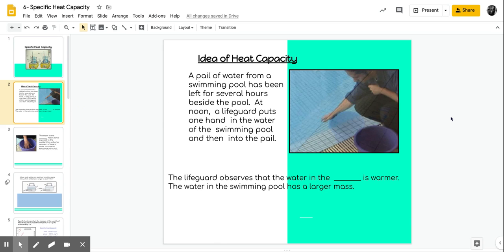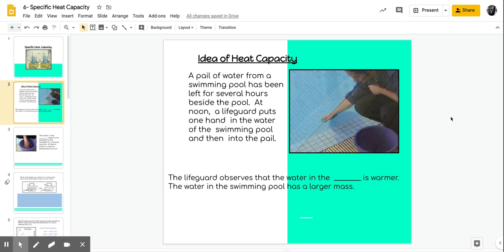Well, if we think practically and think about something that you guys are very familiar with, if you were to put a pail of water out and let it sit outside for a really long time, and you happen to be putting that pail beside a pool. Well, after a couple hours, anybody could put one hand in that pail of water and one hand in that swimming pool, and you should obviously notice a difference in temperature. Which one would be warmer is my question to you.